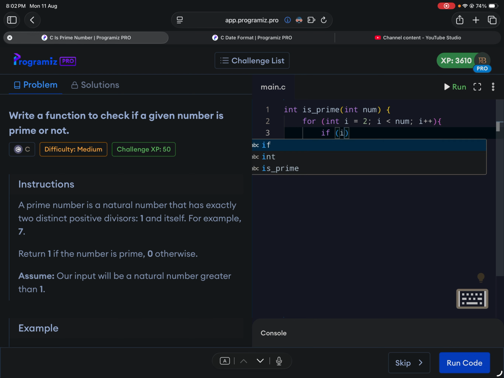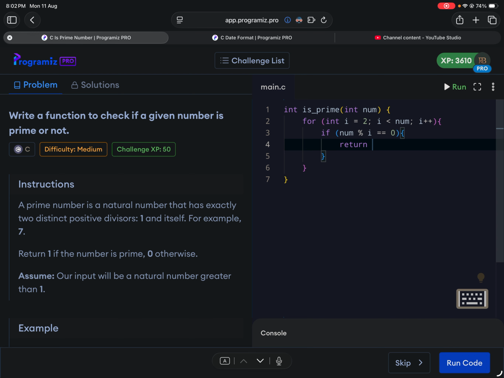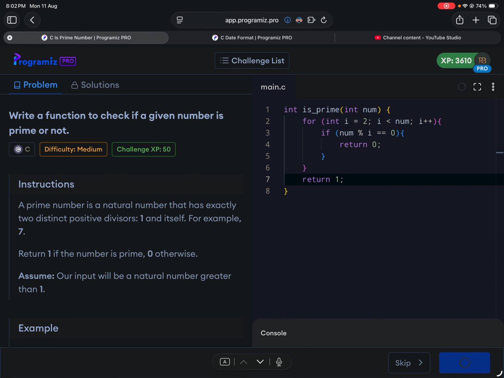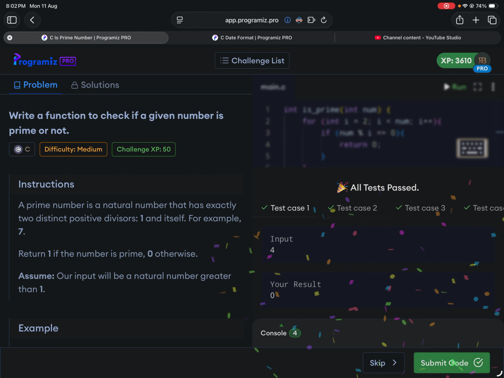if num is perfectly divisible by i, right, that means equals 0, that means it's not a prime number, right. Otherwise, after we finish the loop and it's not able to divide it, then it's of course a prime number. Okay, so we can just check it like this. Okay, so that's how we did it.